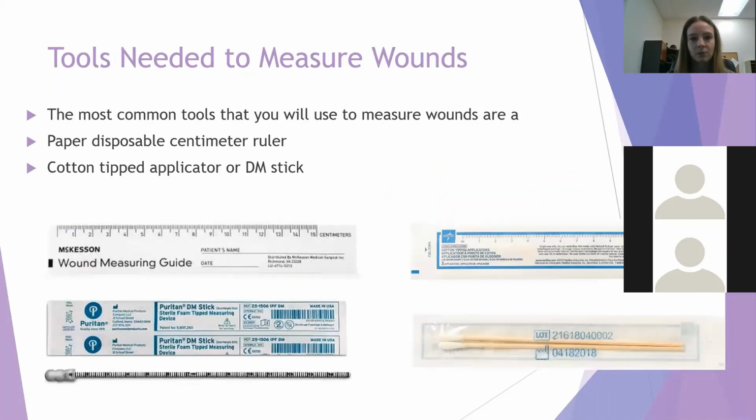Tools that you need to measure the wounds. The most common ones that you'll use are the paper disposable centimeter ruler, a cotton-tipped applicator, or DM stick. I like the DM sticks because, as you can see, it does have the measurements already on it. So it takes away the guessing game of putting your finger on it and then taking it over to the ruler.